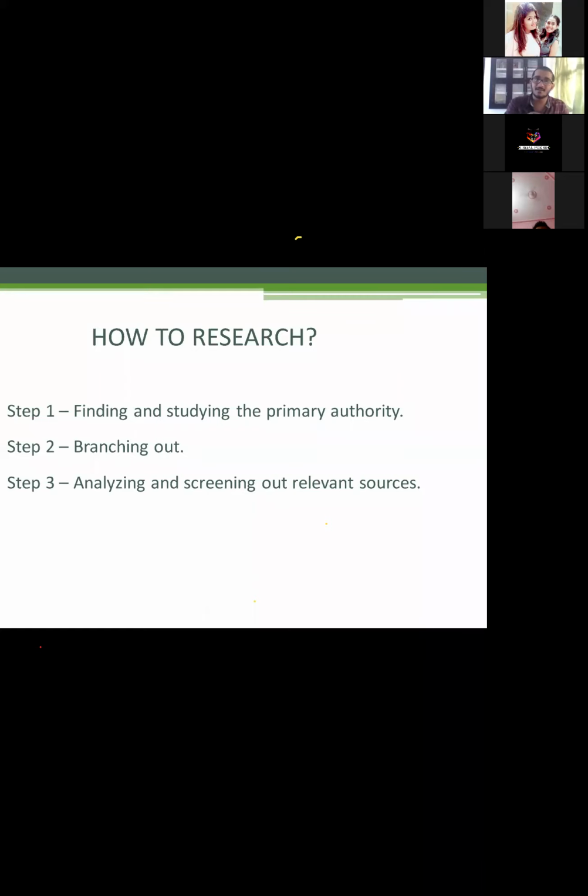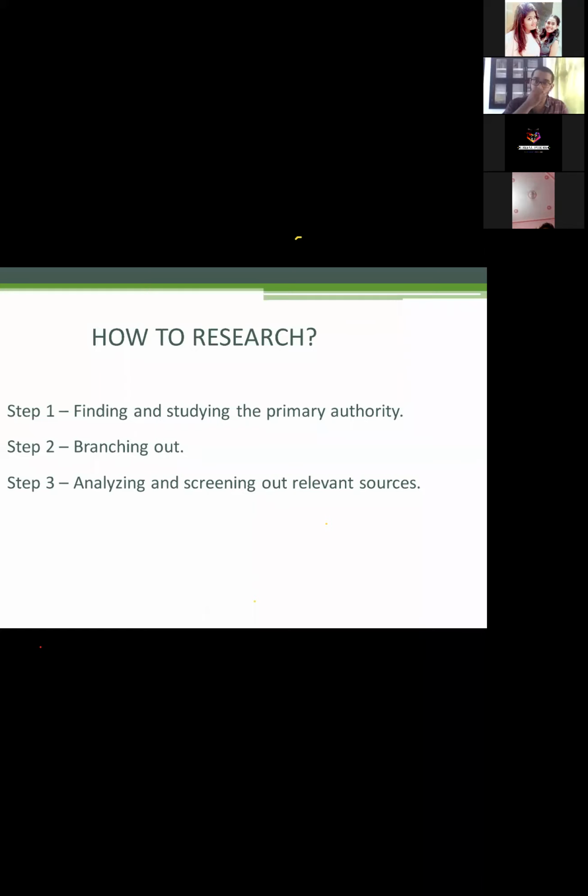Only then can you analyze, okay, this is important. This I need to include in the memorial because it is very important. Or you can say that, okay, this is not important. I do not need this in the argument. But if it comes up in the oral rounds, I can argue that. That is why screening out the relevant sources is important.